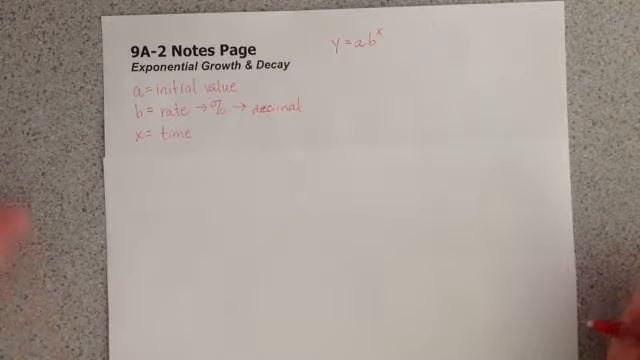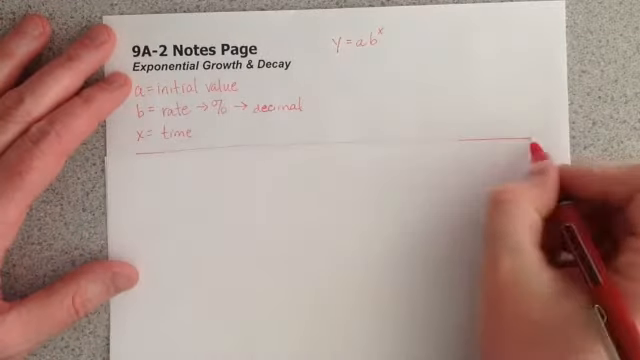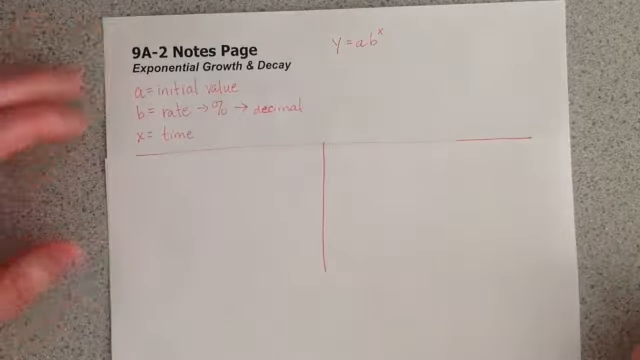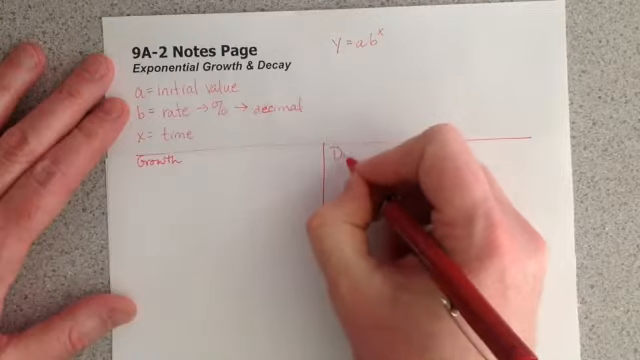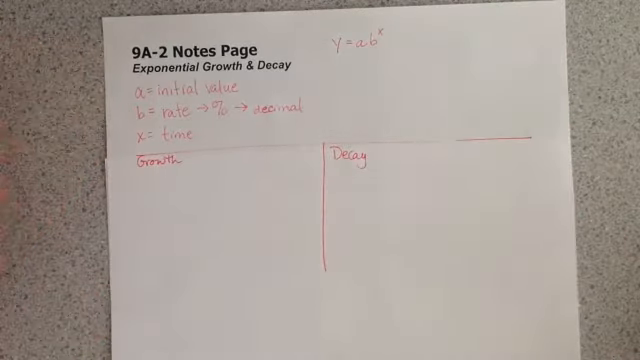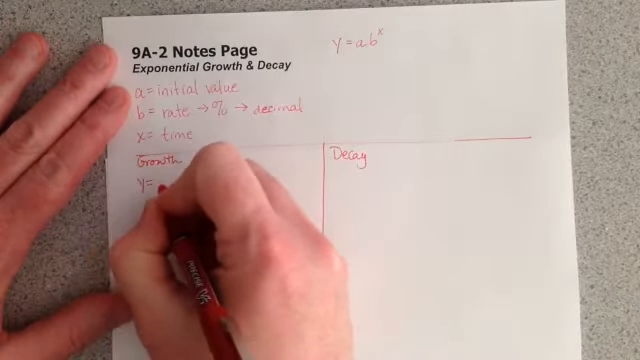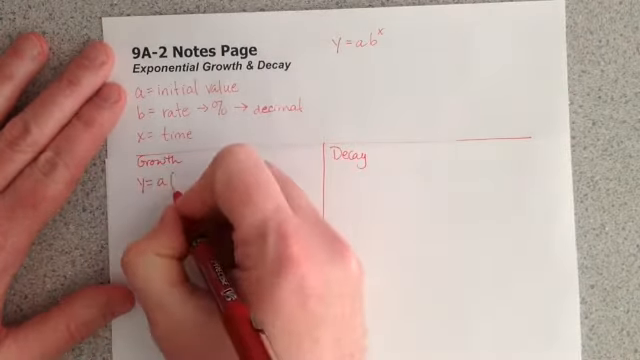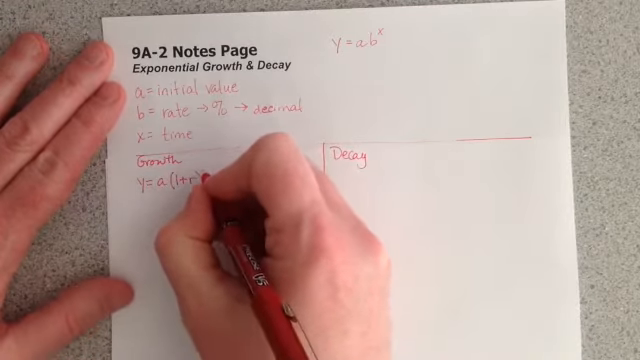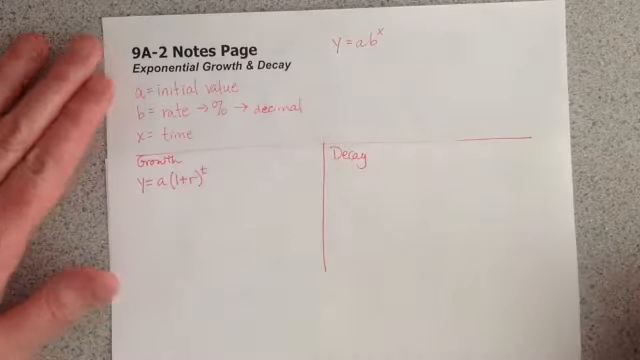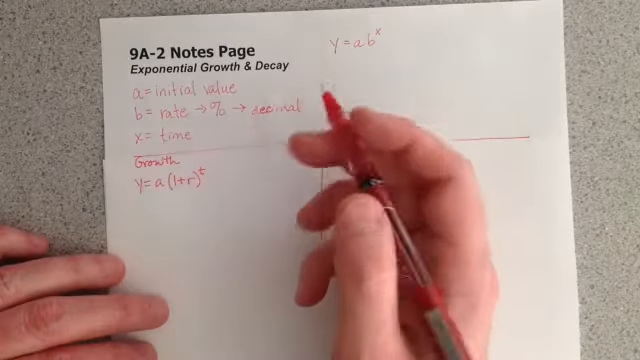Okay? So, I am going to make kind of a T-chart. Not very much of one, just about that far down. And we're going to do growth on this side and decay on this side. Growth is identified as y equals a, which is the initial amount, times a quantity of 1 plus r to the x or the t power. I'm going to put t for time because that's typically what it is.